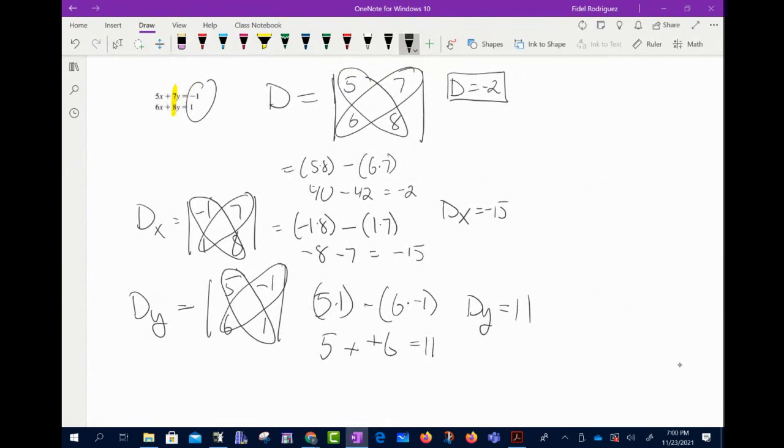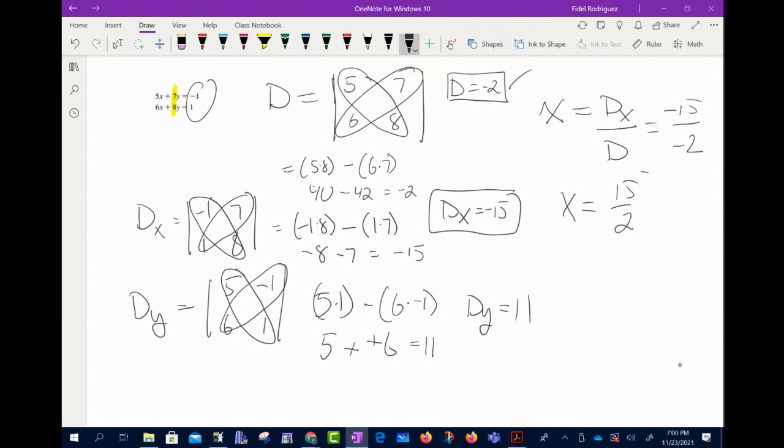All right. So now that we have that, the way we find the x value, y'all, is we take dx and divide it by d. So remember what we got for dx. We came up with a negative 15. For d, we came up with a negative 2. And a negative divided by a negative is a positive. So my x value is just 15 over 2.